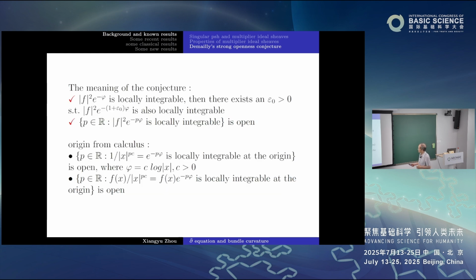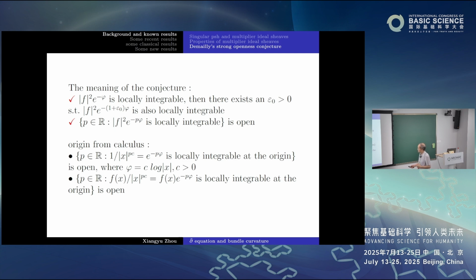Actually, we have the following equivalent reformulation. One is as follows. The conjecture is equivalent to saying that if this function is locally integrable, then there exists a positive lambda such that this function is still locally integrable. Another reformulation is that this real lambda set is actually an open interval.